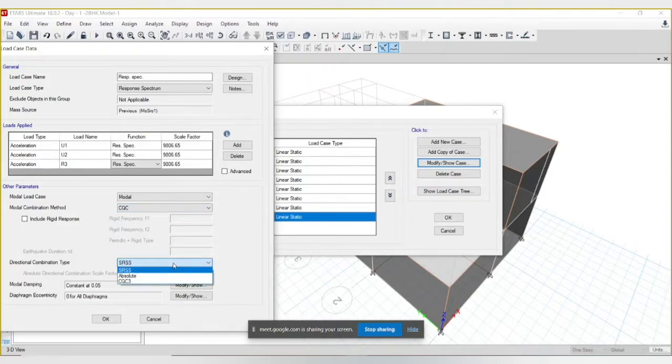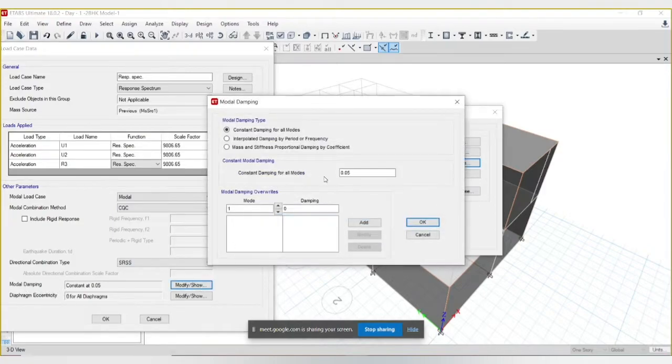Now SRSS method, absolute method, and CQC3 method, three types of directional combination types are available. So we will be using the SRSS method. So this is mostly used modal damping. We will be using constant damping, which is 5% of damping.